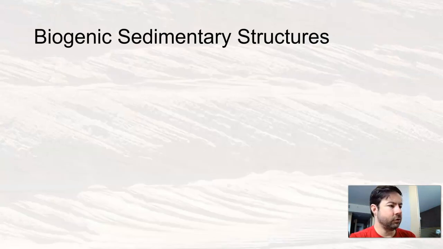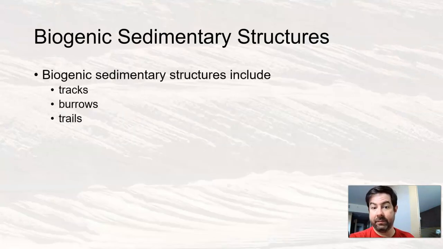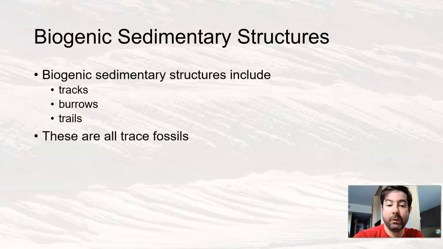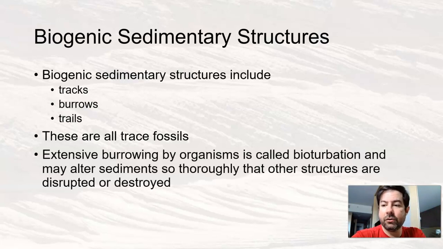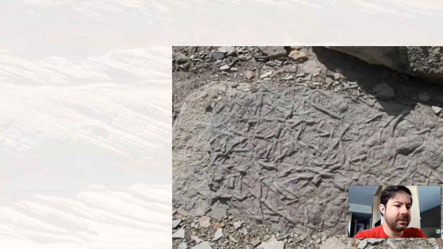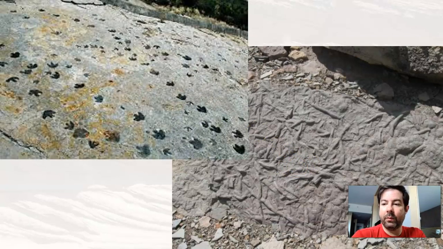There are also biogenic sedimentary structures, things created from living processes like tracks, burrows, and trails, which are all trace fossils. Some examples of that you see here. These are actually little trails that were in the mud that eventually were lithified into the stone. And then we have dinosaur tracks here. Remember, these are all trace fossils.